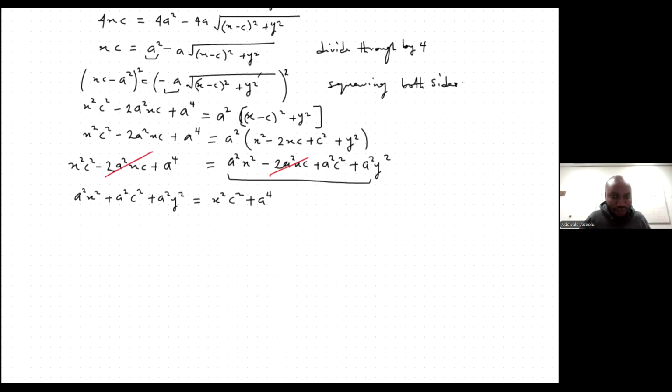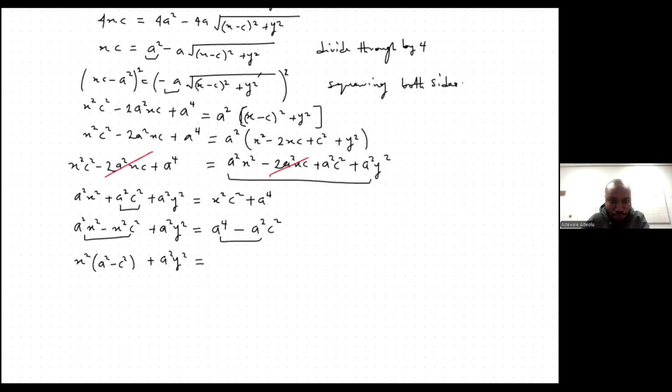So I can bring all the x's together. So I have a squared x squared minus x squared c squared. Let me put this with it, the one with y. Then I have a raised to power 4 here. Then I will move this one to the other side. If I factor x squared out, I have x squared into a squared minus c squared plus a squared y squared equals to, I can factor a squared out, then I have a squared times a squared minus c squared.